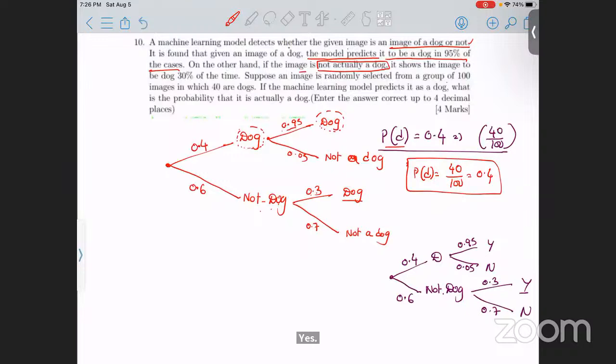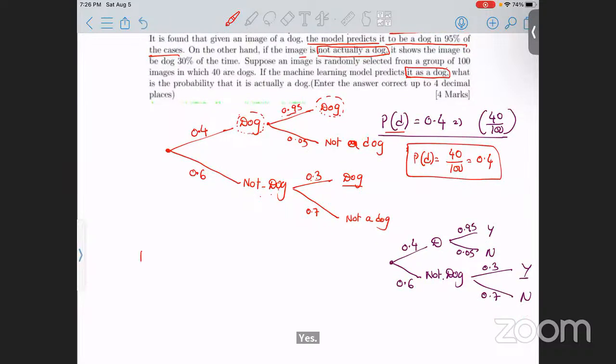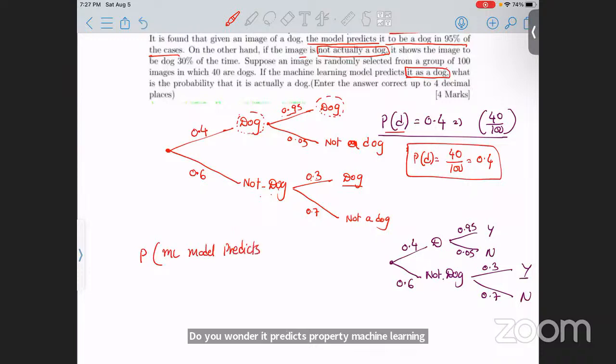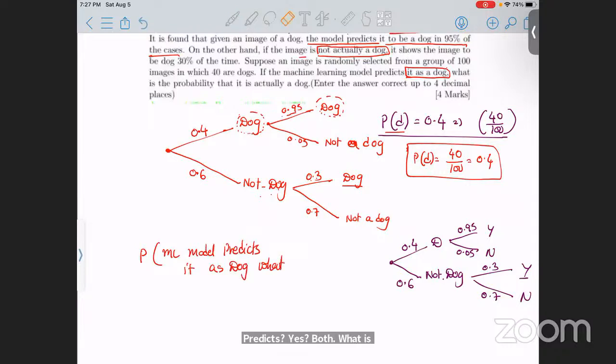Now if the machine learning model predicts it as dog, given that it predicts, the ML model predicts it as dog, and it is dog.